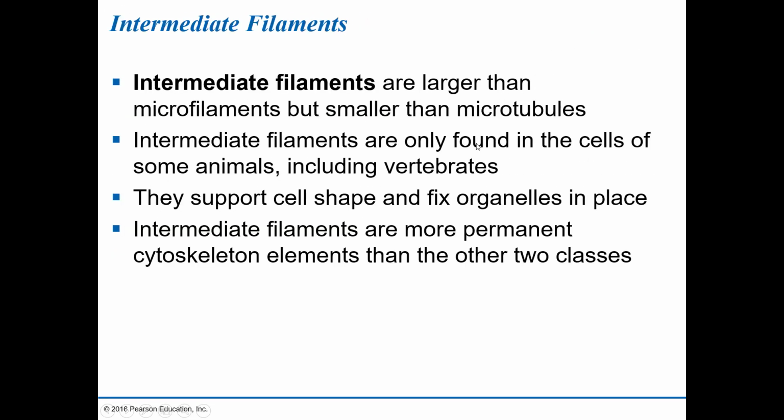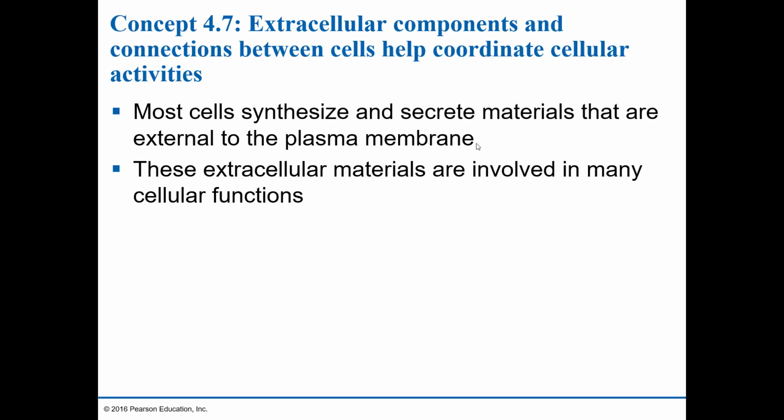And then intermediate filaments are larger than microfilaments, smaller than microtubules. They're intermediate, somewhere in the middle. And they're only found in the cells of some animals, so they're not found in any plant cells. They help support shape and fix organelles in place. And they're the more permanent of the cytoskeleton elements, and the other two classes are.